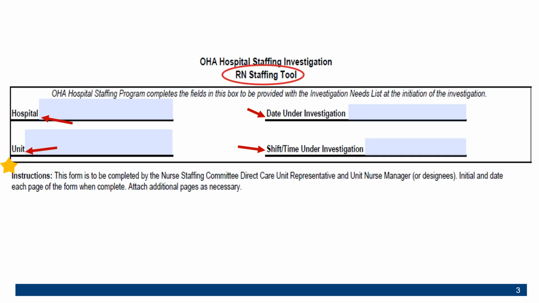This slide shows the section of the tool completed by the OHA hospital staffing team, as marked by the 4 red arrows. These sections are in a box at the top of the form with a note in italics indicating that this section is to be completed by OHA. The beginning of the tool also includes instructions on how to complete the form. On this slide, the instructions are marked by a gold star. The instructions indicate that the direct care unit representative and unit nurse manager or their designees must initial and date the bottom of each page of the tool.